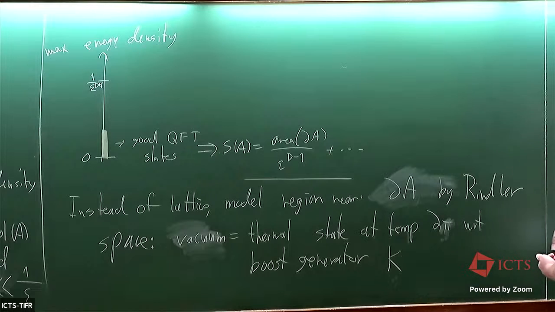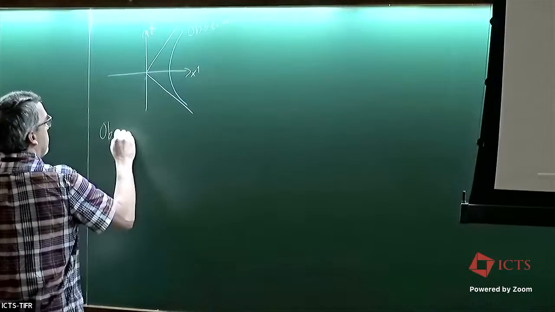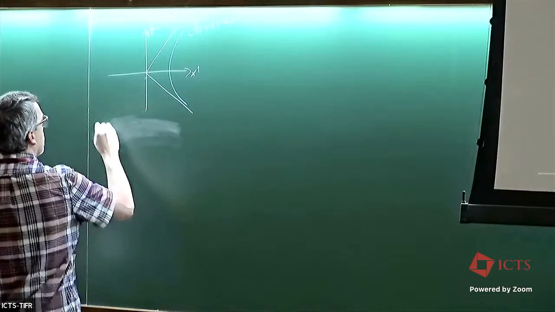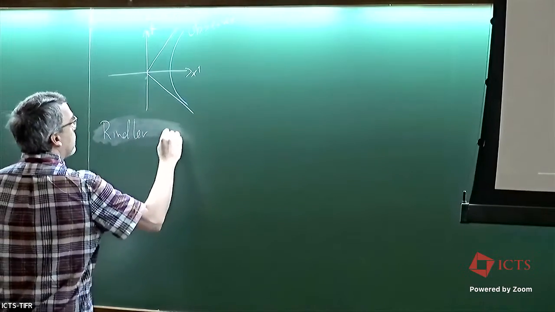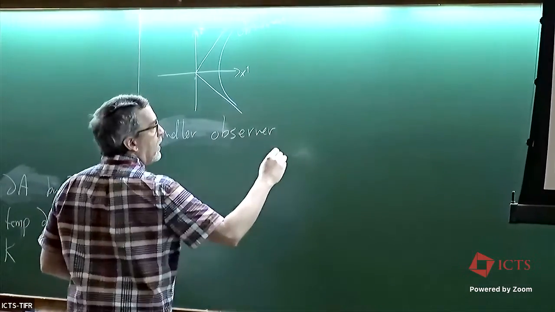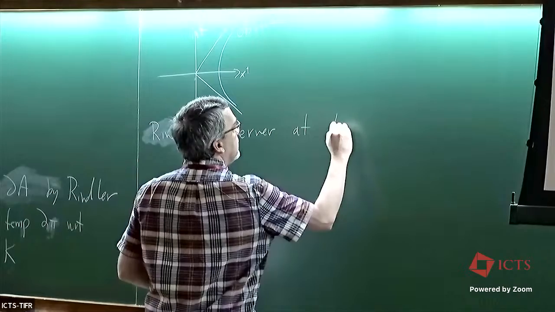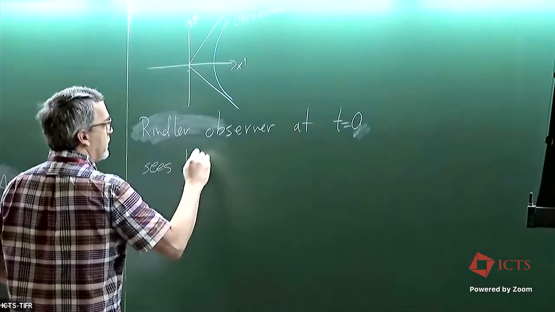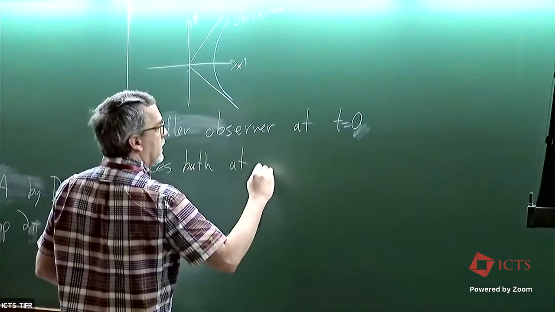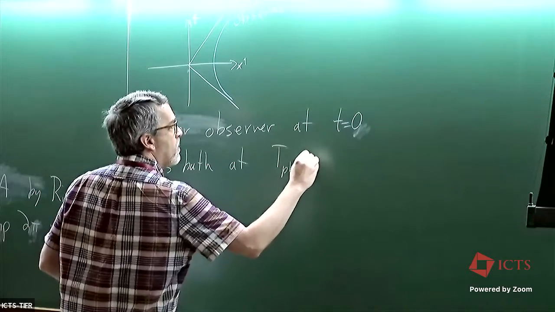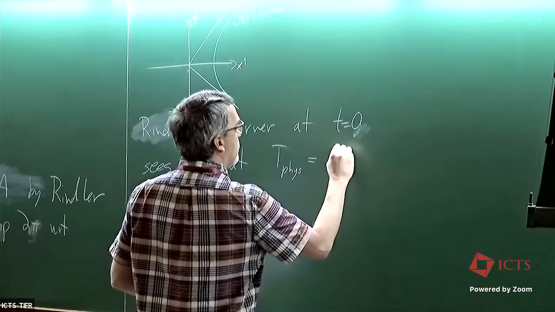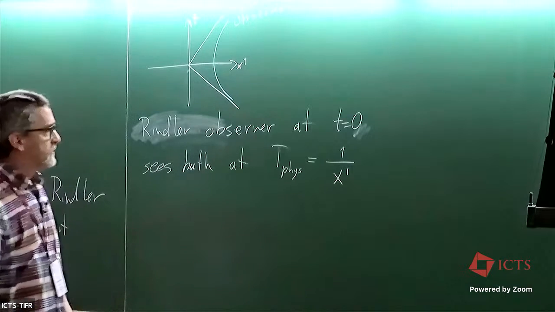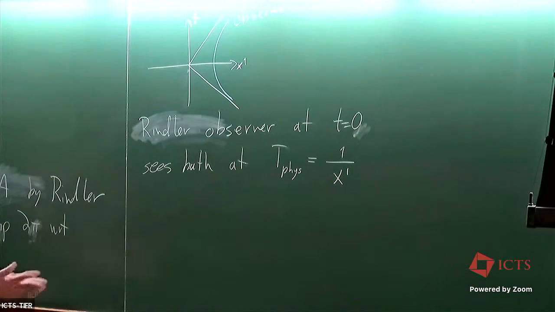So a Rindler observer, meaning one who is accelerating, at, let's say, t equals 0, sees a bath at t phys, which is basically 1 over x1. There's some 2 pi in there, but I'm not going to pay attention to those because I'm just doing an estimate, okay?